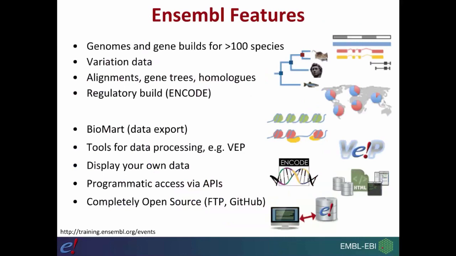Ensembl is a very powerful resource. It includes genomes and gene builds from more than 100 species, and these gene builds are linked to 3 other types of data, namely variation data, comparative genomics data, so that's alignments, gene trees, and homologs, and also regulation data, and this comes from the ENCODE project.